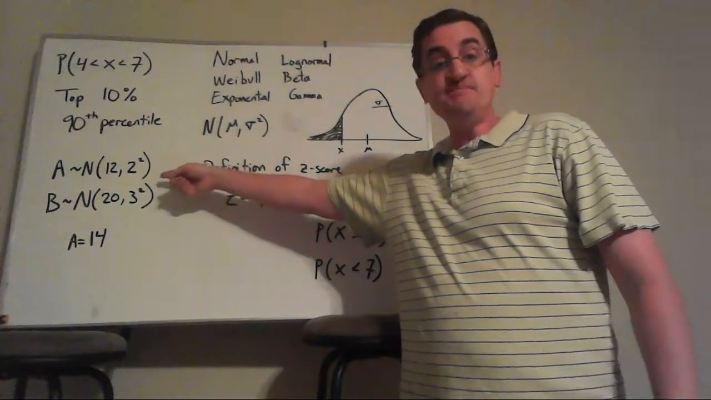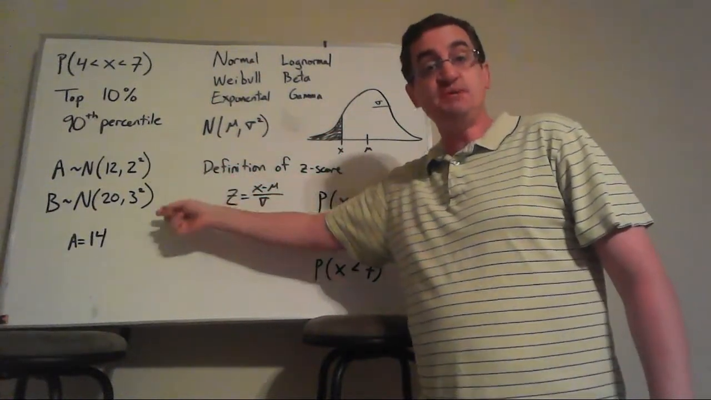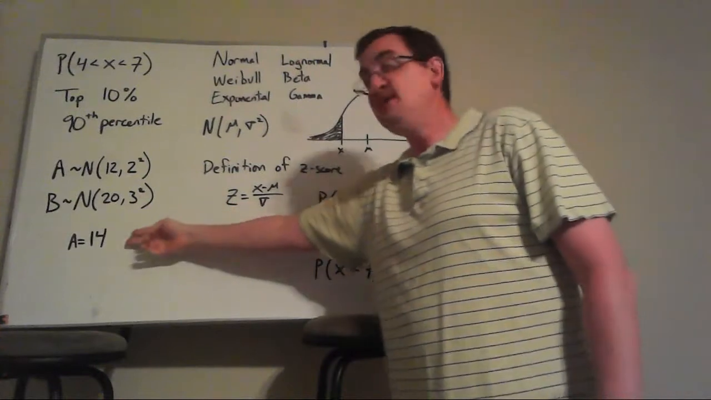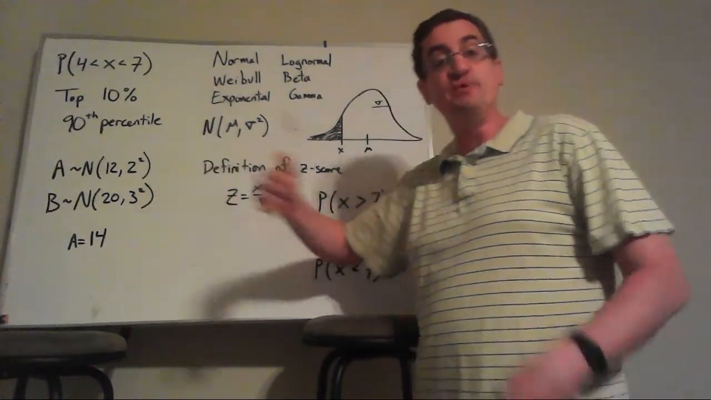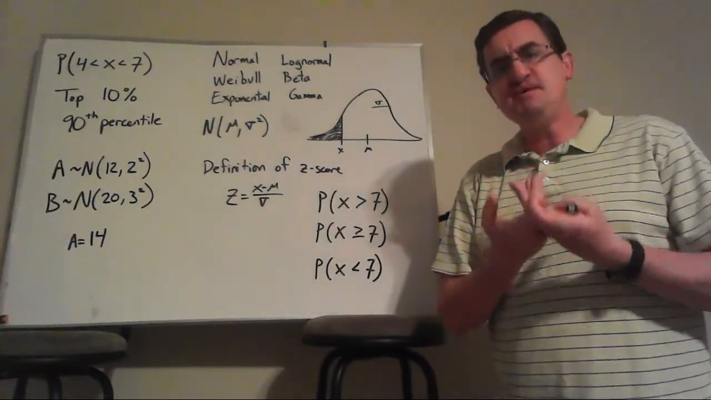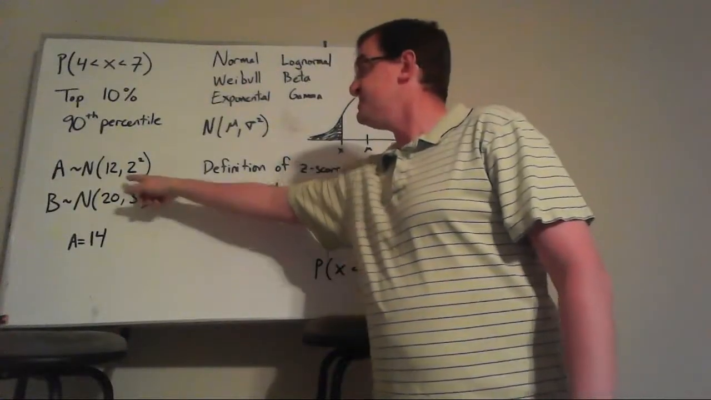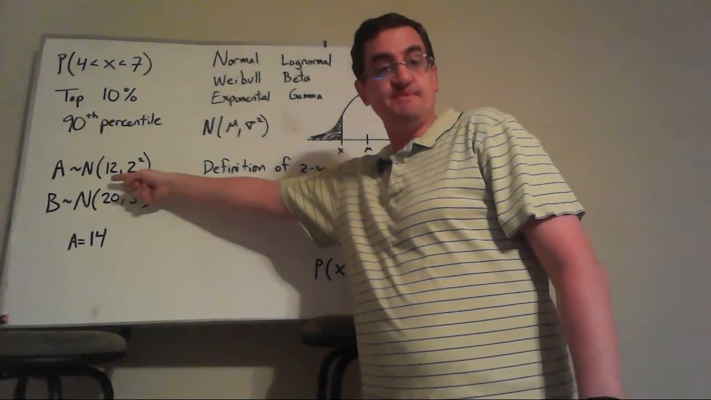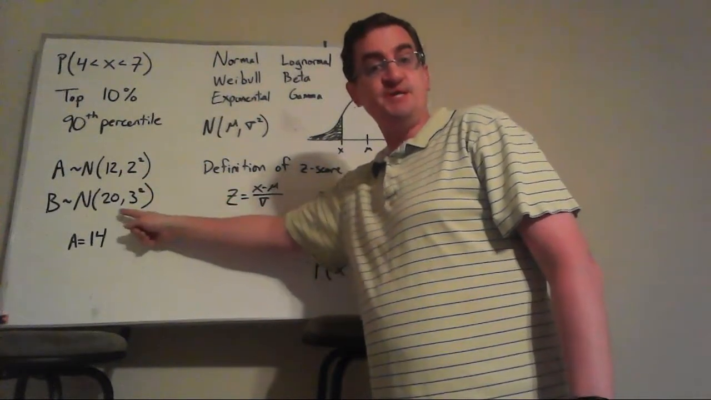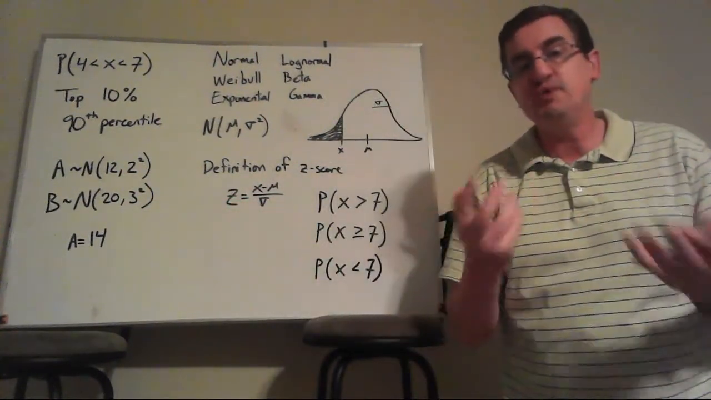This one's called the z-bridge. A has some distribution, B has some distribution. If I give you the value of A, can you figure out what it would be on the B distribution? Thinking B! So if A is 14, then it's one standard deviation above the 12. So one standard deviation above the 20 would be a value of 20.